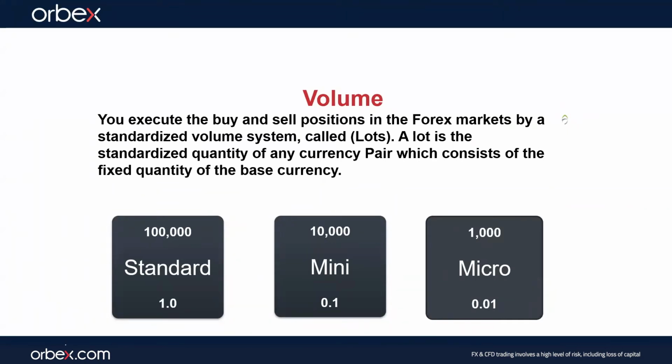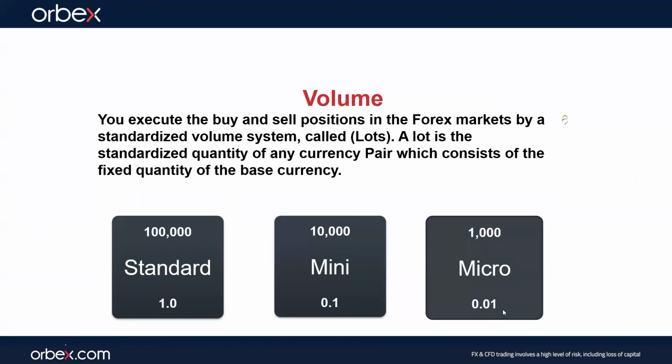It's all in a calculation that I'll go through more thoroughly in the next free webinar that we've got next Monday. But basically, you execute your buy and sell positions in the Forex markets by a standardized volume system called lots. A lot is a standardized quantity of any currency pair, which consists of a fixed quantity of the base currency. So one lot is 100,000 notional value of that currency.